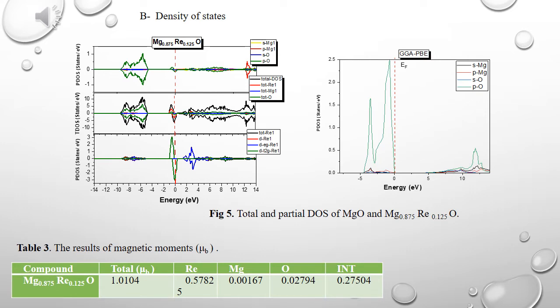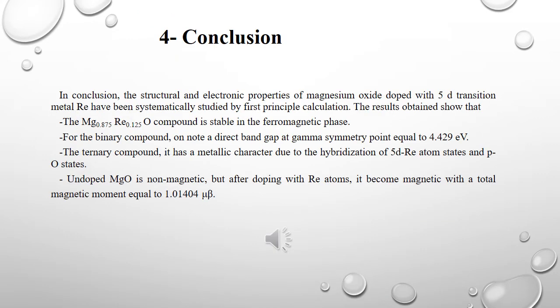The analysis of the total and partial density of states shows that the hybridization between the 5d uranium state and the p oxygen state gives the metallic character to the doped MgO. From table 3, we may also see that the local magnetic moment of the impurity uranium is 0.5, a dominated value compared to Mg 0.001 and oxygen 0.02.